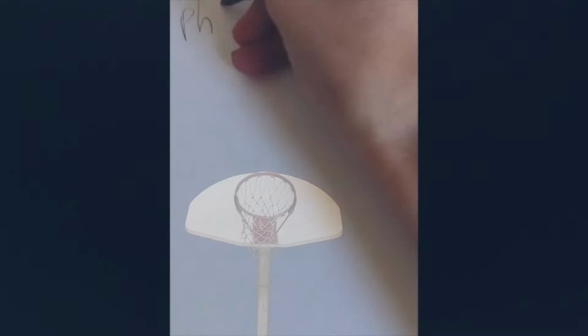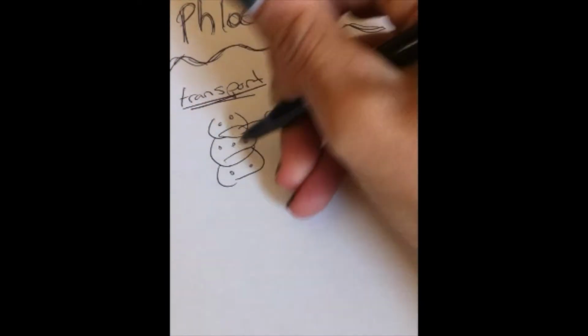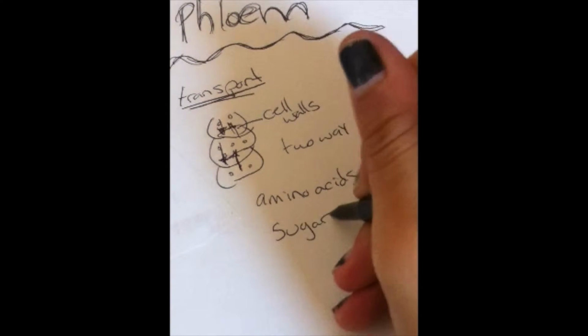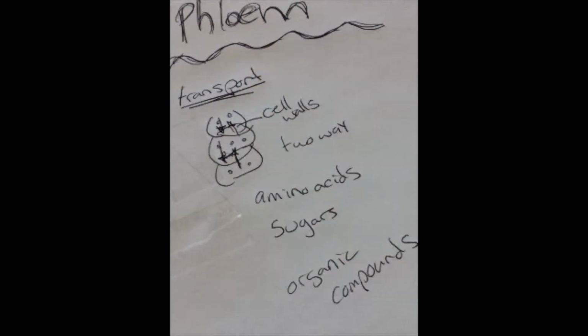Okay, so now we're going to talk about phloem. Phloem's involved in transport. It's a bunch of cells stacked right up against each other, and there are cell walls that allow two-way transportation. They transport amino acids, sugars, organic compounds, all that good stuff.